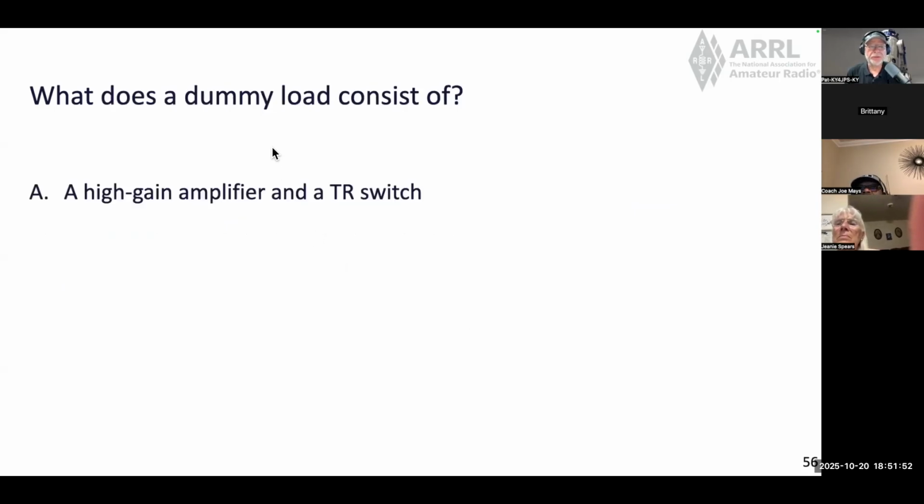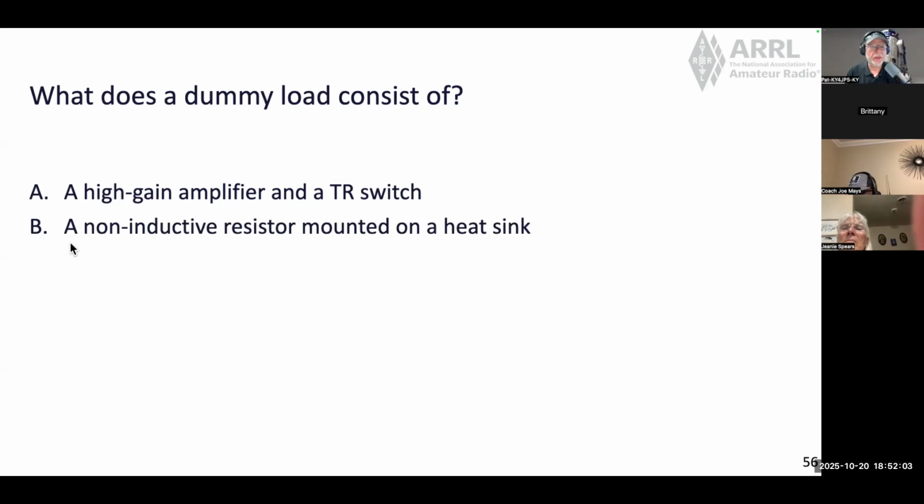Somewhere I've got a picture, I know. What does a dummy, oh, it's on this one. What does a dummy load consist of? Is it a high gain amplifier and a transmitting switch? Nope. A non-inductive resistor mounted on a heat sink. And we'll tell you that's the answer. You've got a resistor and it absorbs the signal. And when it absorbs that signal, it's going to heat up. And what the heat sink does, it dissipates that heat out.